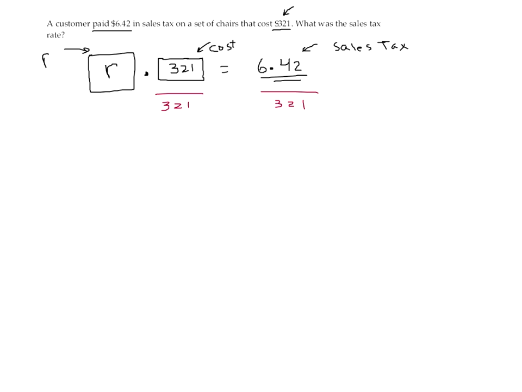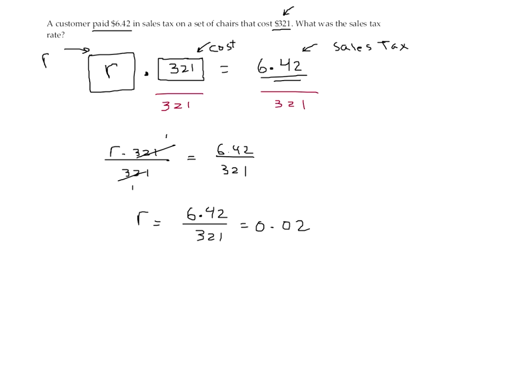So therefore, on the left-hand side, you get R times 321 over 321. On the right-hand side, you get 6.42 divided by 321. So you see how this cancels? It turns to 1, and then you get the rate is equal to 6.42 divided by 321. You're past dividing decimals, assuming you really know how to do that. So this should give you 0.02. So the long division. So wait a minute.